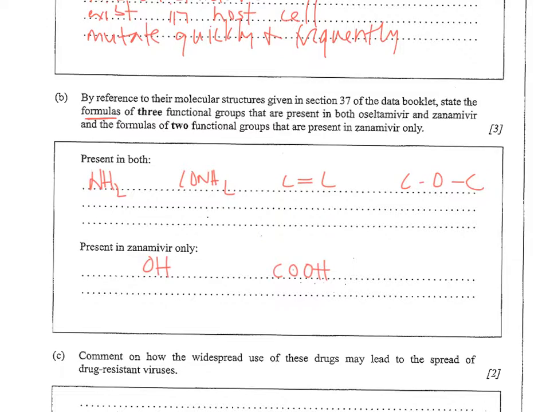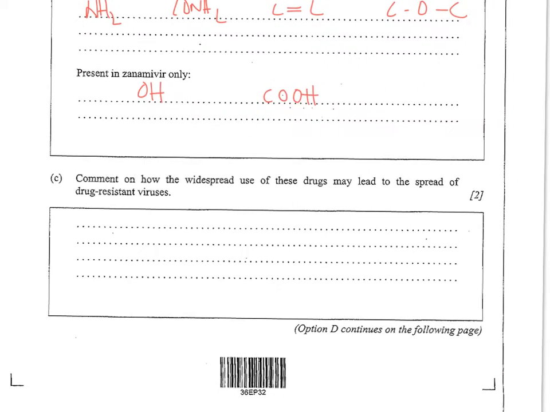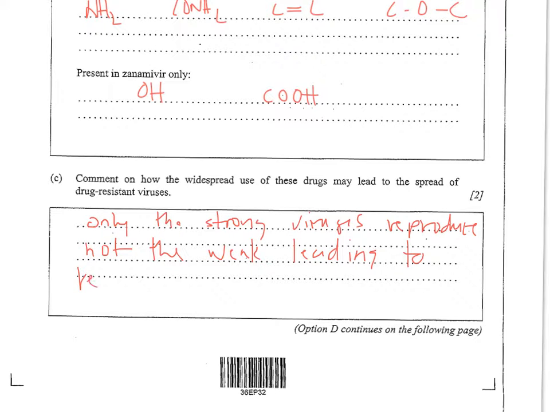Part C says, comment on how the widespread use of these drugs may lead to the spread of drug-resistant viruses. And just like with the drug-resistant antibiotics, anytime you use it, only the strong survive. So in this case, only the strong viruses survive. And that means only the strong reproduce, not the weak. And that's what develops resistance over time.